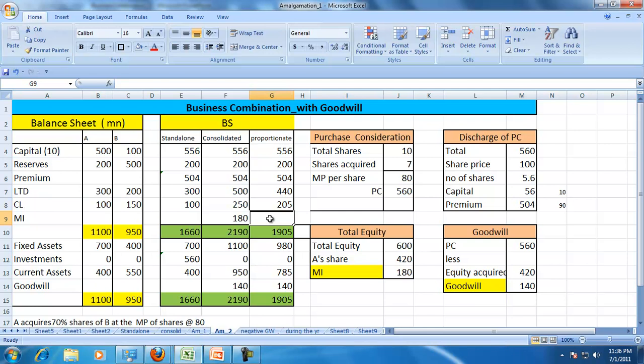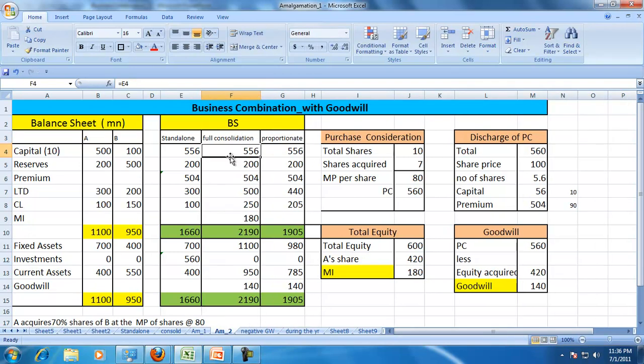Whereas minority interest appears in this consolidated balance sheet because we are making 100% consolidation. The accounting standard recommends preparing the consolidated balance sheet using the 100% consolidation, so I'll say full consolidation, that's better, whereas the other one is a proportionate consolidation.